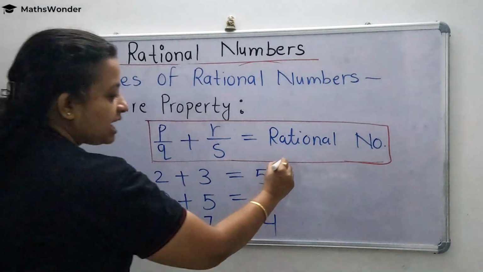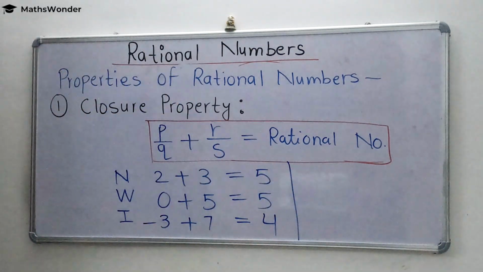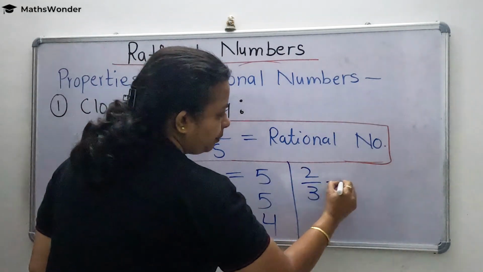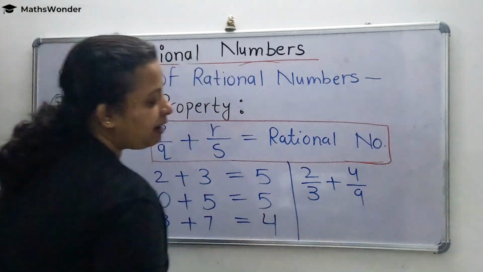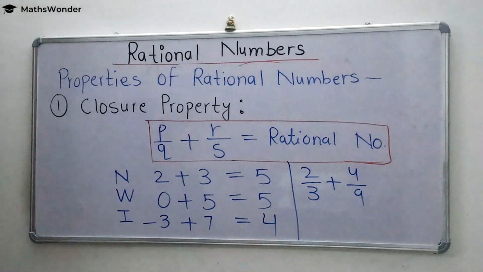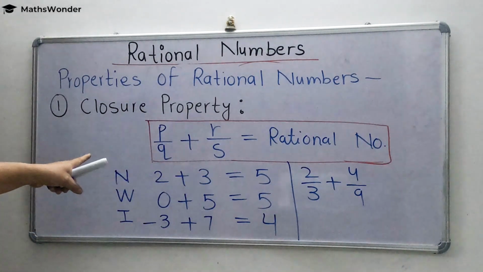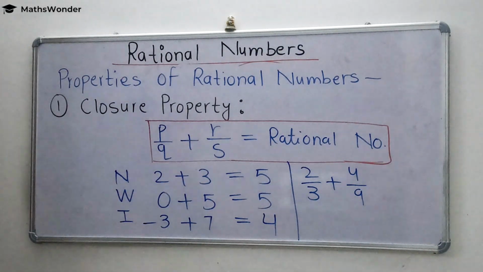Now, the third is rational number. Rational number is a combination of fractions and integers, as you know. Suppose our number is 2 over 3 plus 4 over 9. Find it. Will you get a rational number again when you add it? If P over Q and R over S are two rational numbers, then the addition of these is always a rational number. How will you solve this?